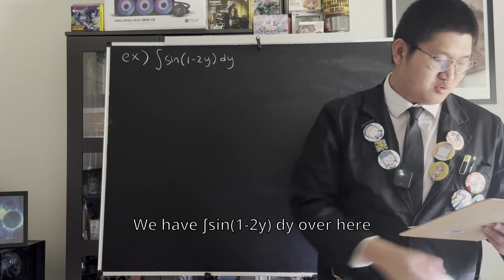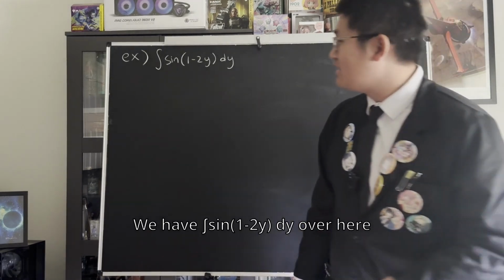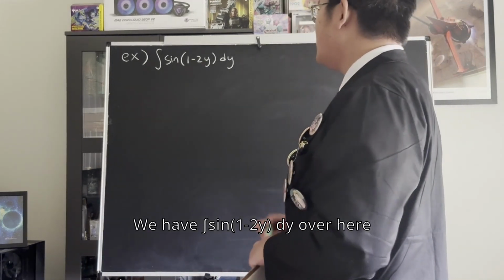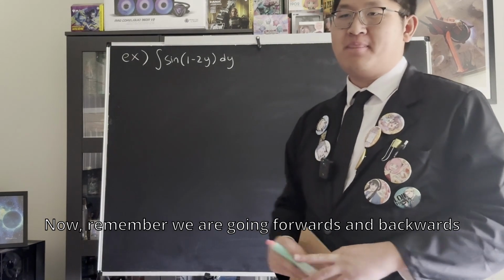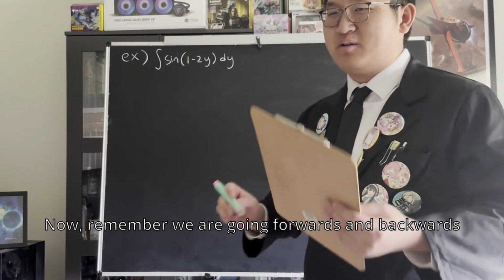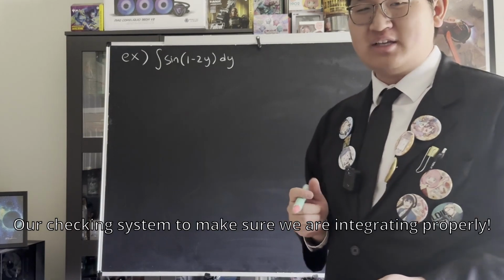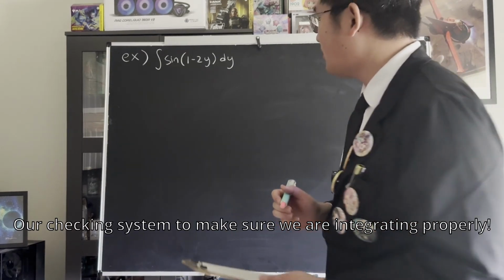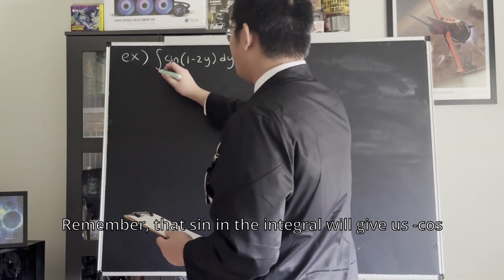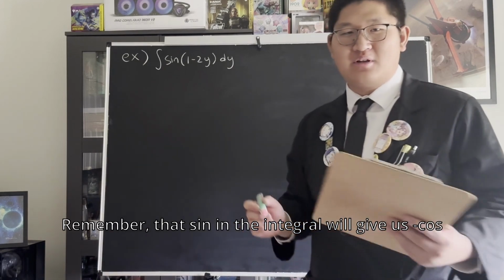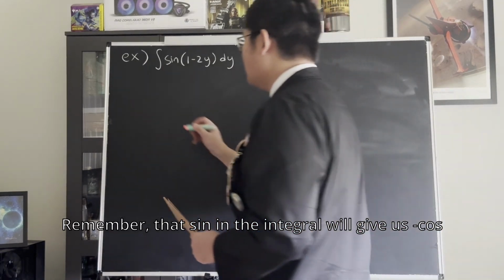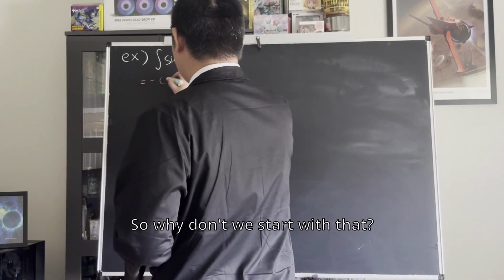We have the integral of sine of 1 minus 2y over here. Now, remember, we are going forwards and backwards, but we can also employ our checking system to make sure we're integrating properly. Remember, that sine in the integral will give us negative cosine. So why don't we start with that?